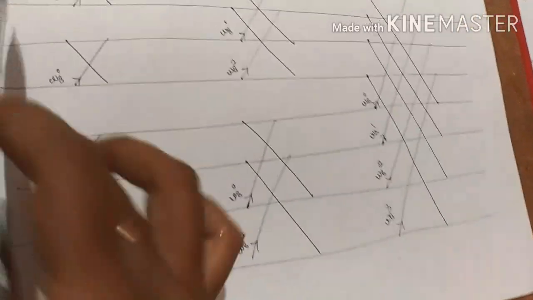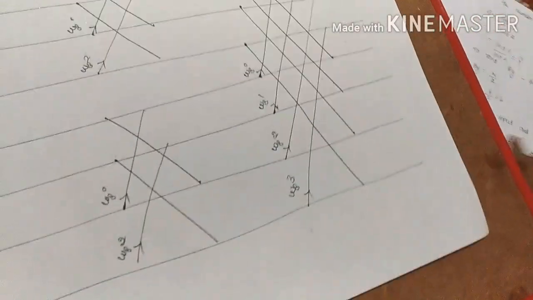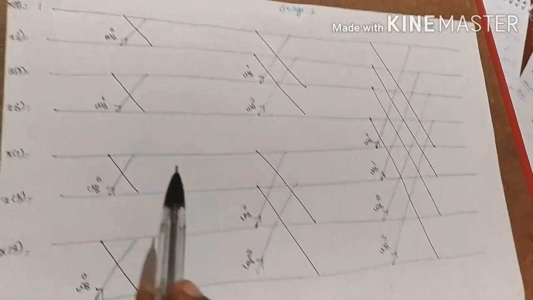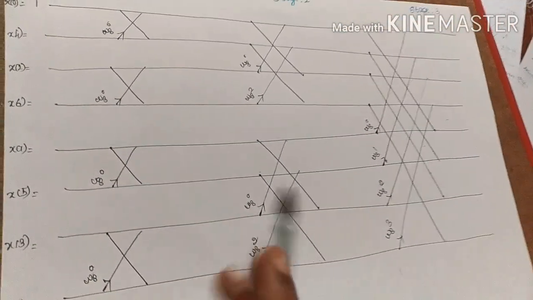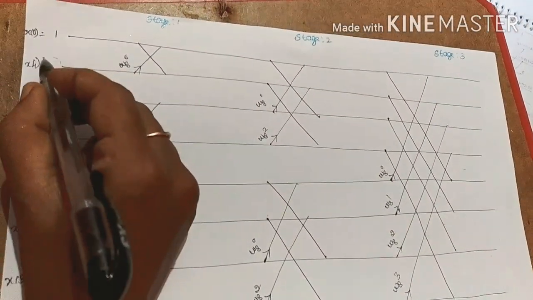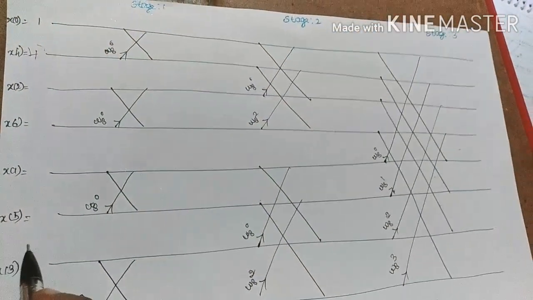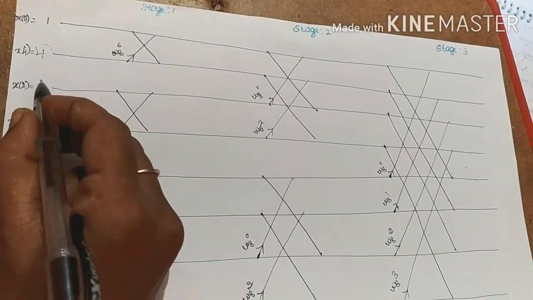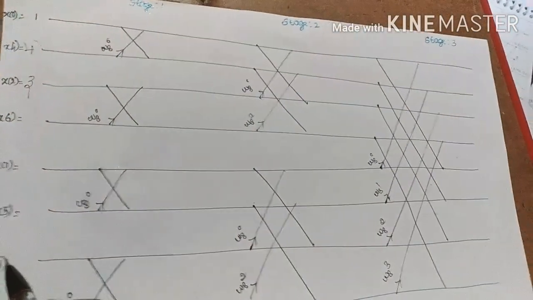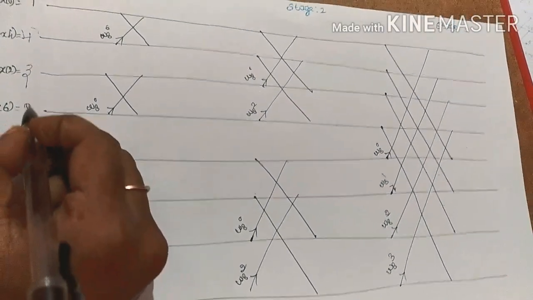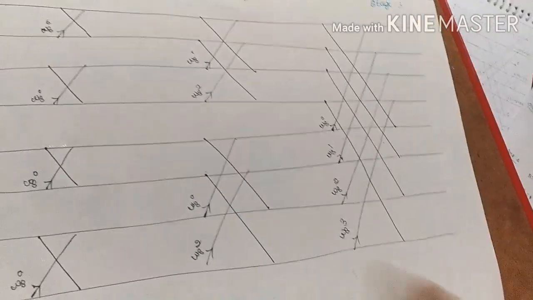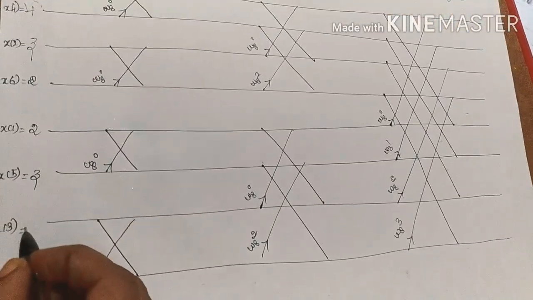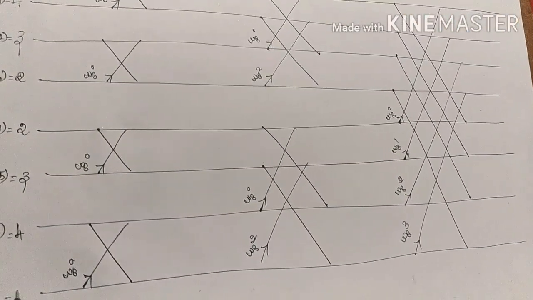Our bit reversal order is: for x of 0 means 1, x of 4 means 4, then x of 2 means 3, then x of 6 means 2, x of 1 means 2, x of 5 means 3, x of 3 means 4, x of 7 means 1.